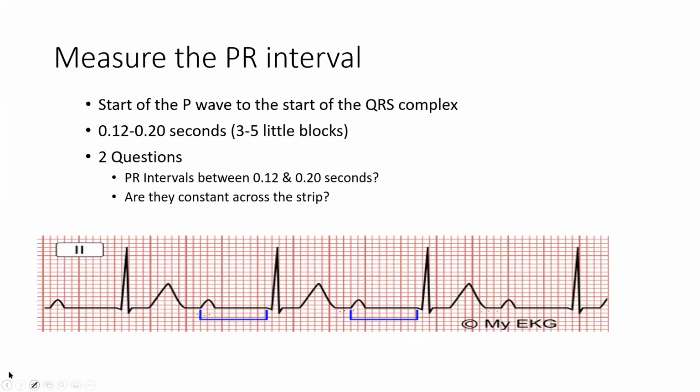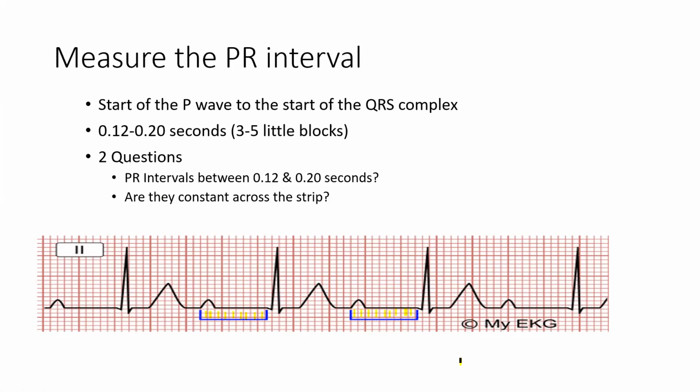All right, here's another example. Let me erase my dots again. Well, maybe the highlighter will work better. You can see here that we have 1, 2, 3, 4, 5, 6, 7, 8, 9. Uh-oh. Our PR intervals are now 9 little blocks, which happen to be 0.36 seconds. But the nice thing is, I believe, 3, 4, 5, 6, 7, 8, 9, it's consistent.